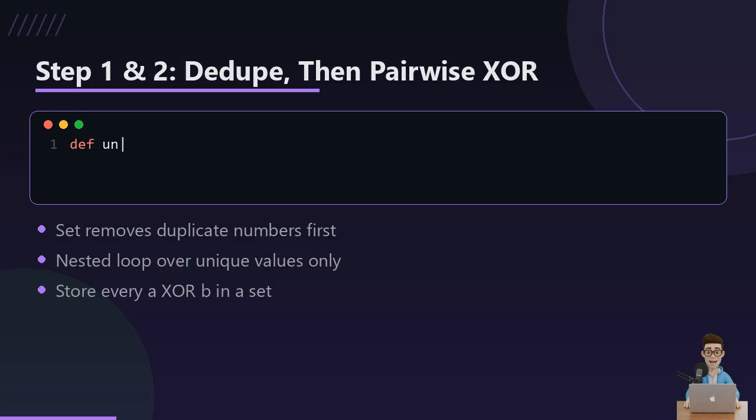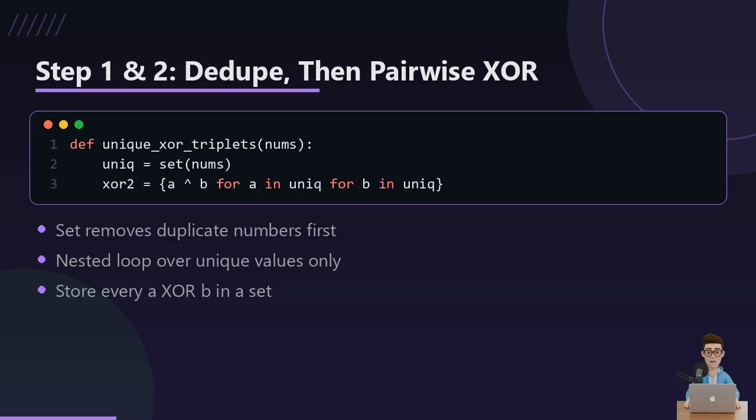Let's write this in code, one small piece at a time. First line, we turn our list into a set, which, remember from earlier, automatically throws away any duplicate numbers. Why bother? Because 2 identical numbers combined with XOR just cancel out to 0, so keeping duplicates around would only waste time without ever giving us a new answer.